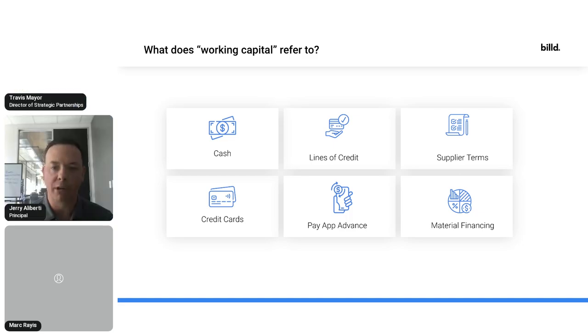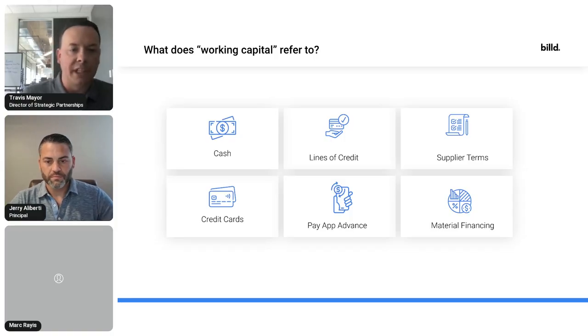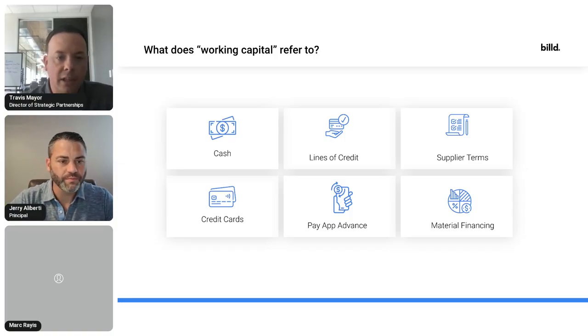And then once that one closes, the second poll, what working capital options do you use the most frequently to cover the cost of labor, materials, and equipment? And that should be 5 options there as well. Those 5 options are what you see here. So cash obviously is the most common one, operating off your balance sheet. Traditional lines of credit with a traditional banking or capital institution, your supplier terms, your business credit cards, and then construction-specific financing alternatives such as pay app advance, material financing, and some other options that are out there as well.